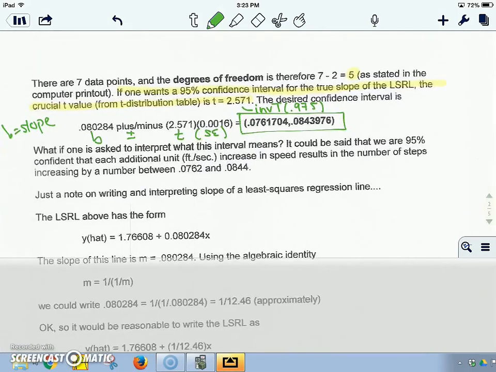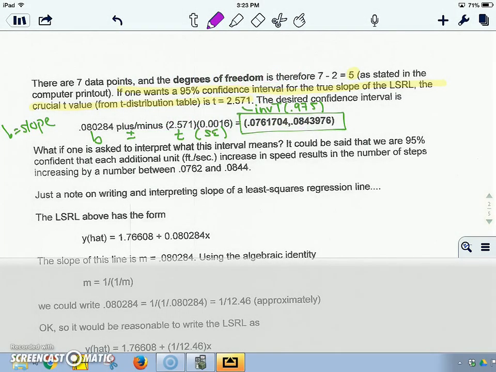Okay? What if one is asked to interpret what this interval means? It's what I just said, but I'm going to say it again. It could be said that we are 95% confident that each additional unit in feet per second increase in speed results in the number of steps increasing between 0.0762 and 0.0844. Okay, it's understanding what slope is.